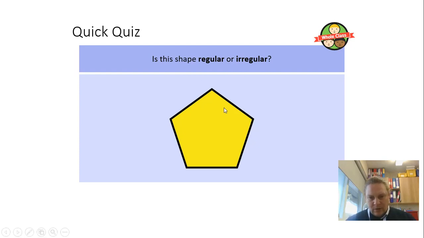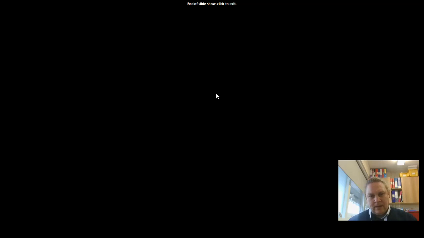Now this is a tricky one, because this is a pentagon, and these can sometimes look a little bit deceptive. They sometimes look like they've got maybe longer sides or different shaped angles, but this one actually has all the lengths of these sides the same, and all of the angle sizes are the same, so it's a regular shape.